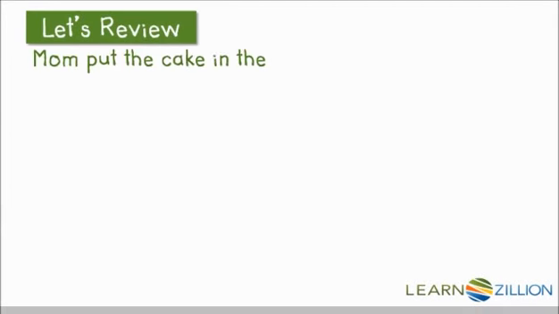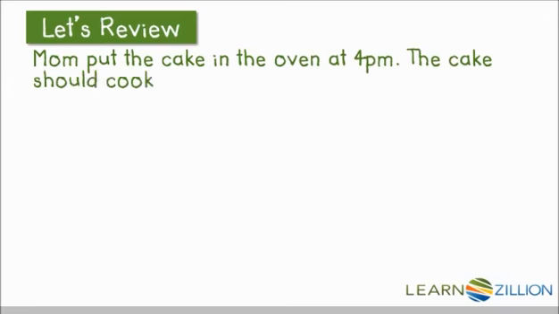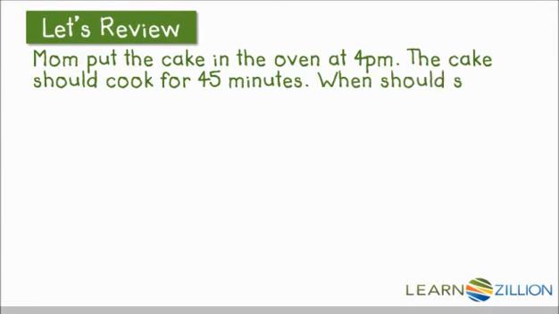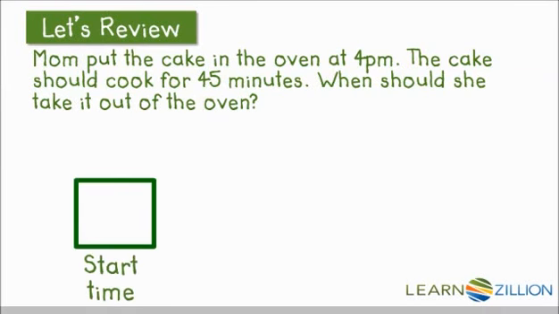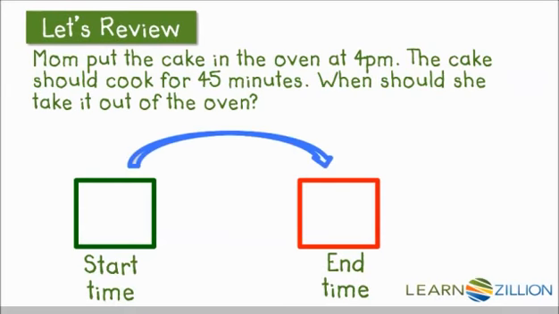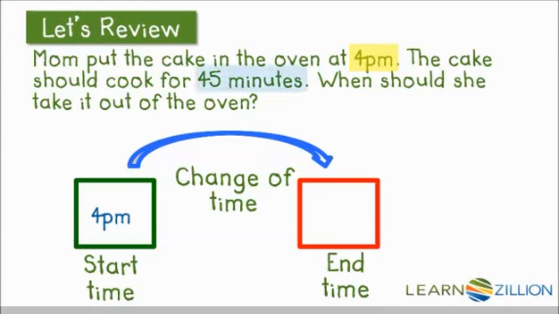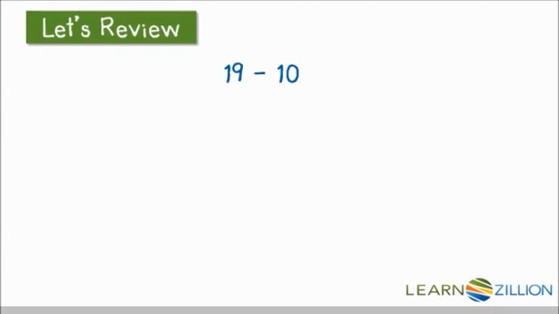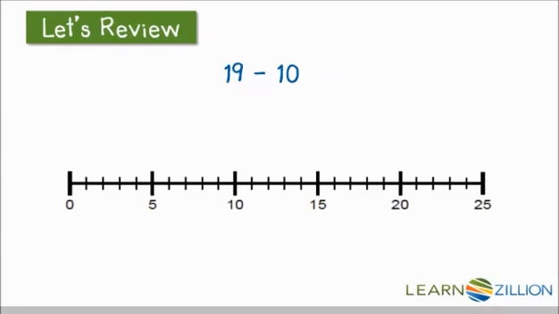Let's review. You already know how to read an elapsed time word problem like this one and identify the three parts: the start time, the change of time, and what you're looking for, or the end time. You also already know how to use a number line to solve a simple problem, like 19 minus 10. You start at 19, you count down 10, and you end up at the answer, which is 9.